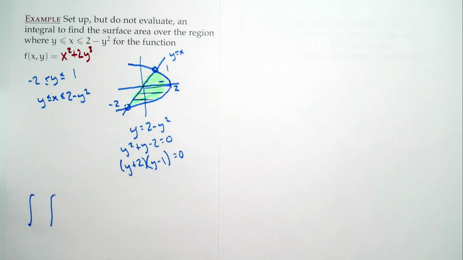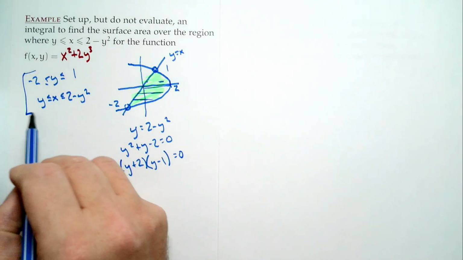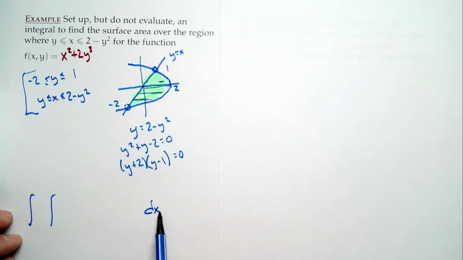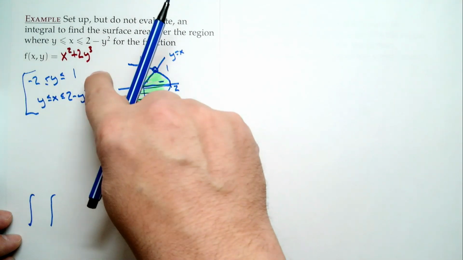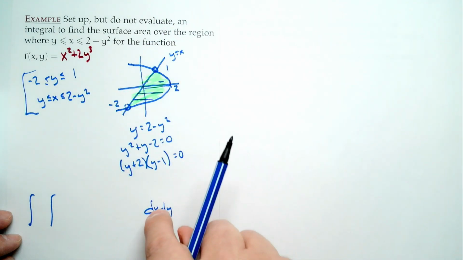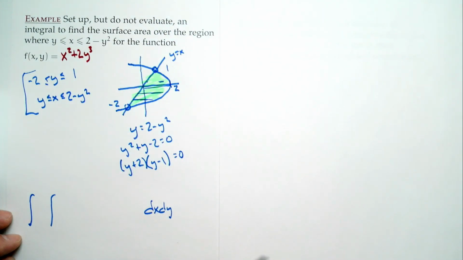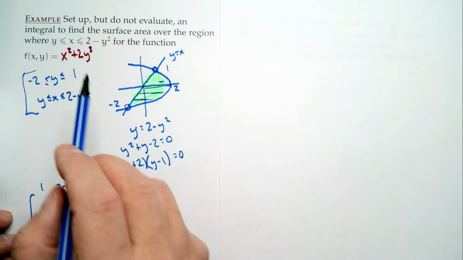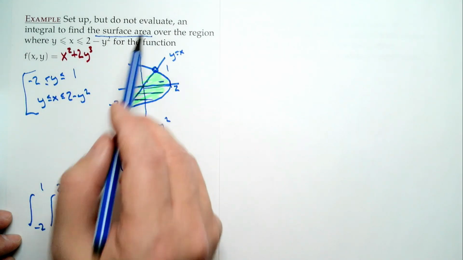All right, are we integrating dx dy or dy dx? Well, the question is, what's this doing here? It's a dx dy description, where the outermost layer is going between numbers, and the inner is going between curves. So we can now read off: y goes from negative 2 to 1, and x goes from y to 2 minus y squared. So there's our setup, and we're doing the surface area, because it says do the surface area.